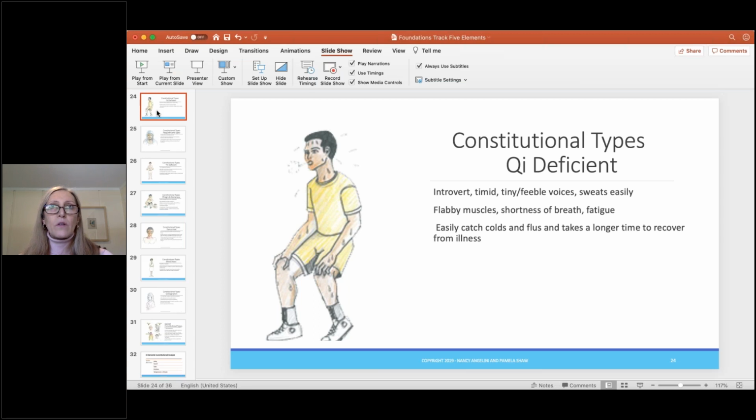And they say to you, oh my God, I can never shut my appetite. I know I'm not feeling well, and I still am eating. It's stupid. I eat all the time. What kind of constitutional type would that be?